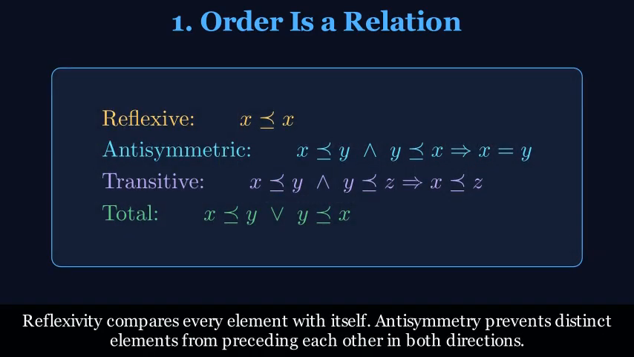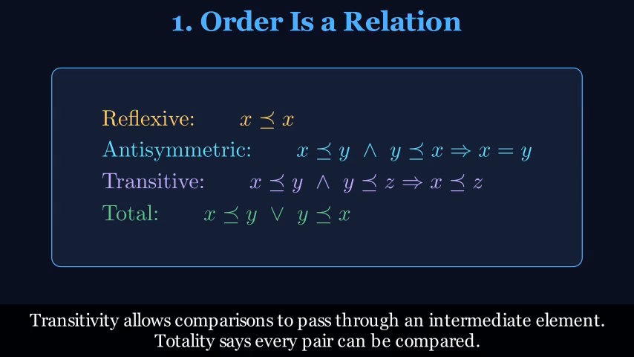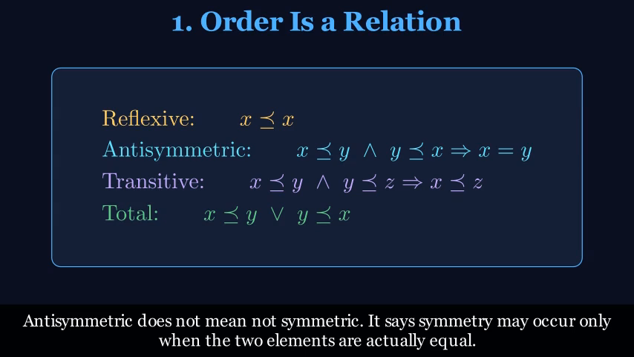Reflexivity compares every element with itself. Antisymmetry prevents distinct elements from preceding each other in both directions. Transitivity allows comparisons to pass through an intermediate element. Totality says every pair can be compared. Antisymmetric does not mean not symmetric. It says symmetry may occur only when the two elements are actually equal.